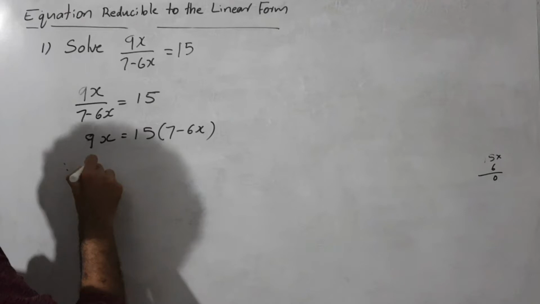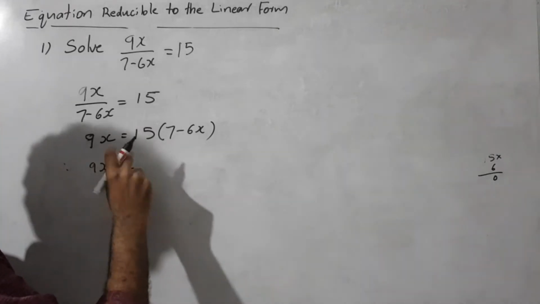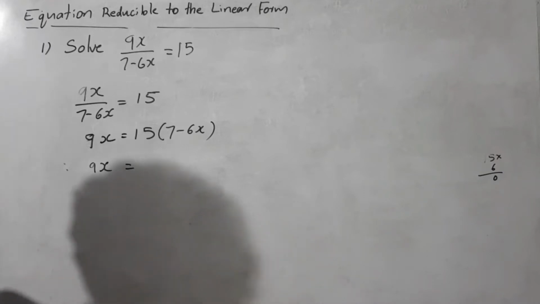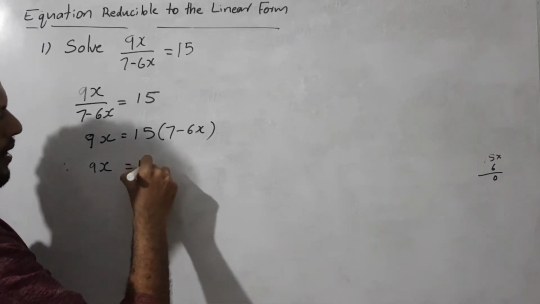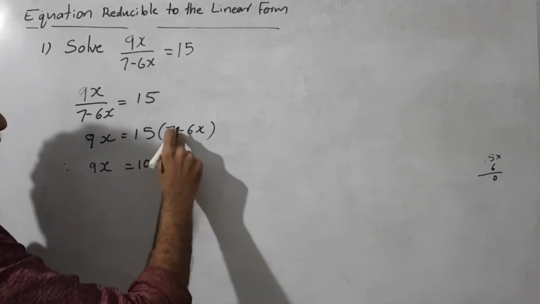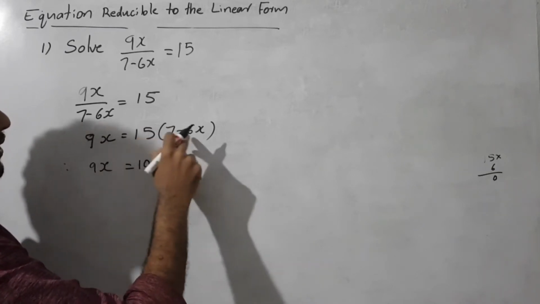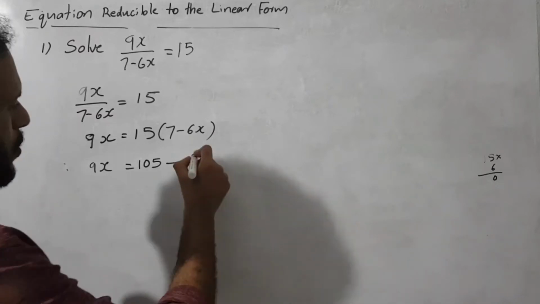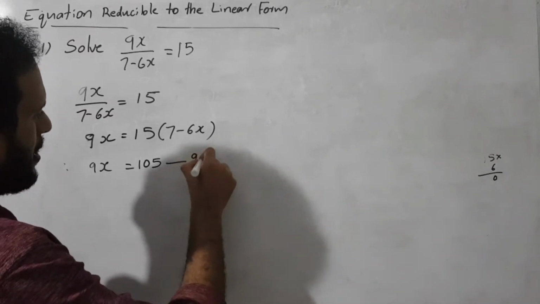Therefore 9x is equal to, we expand the bracket, 15 into 7. What is 15 into 7? 15 into 7 is 105. Minus symbol, minus 15 into 6x. 15 into 6x is equal to 90x.